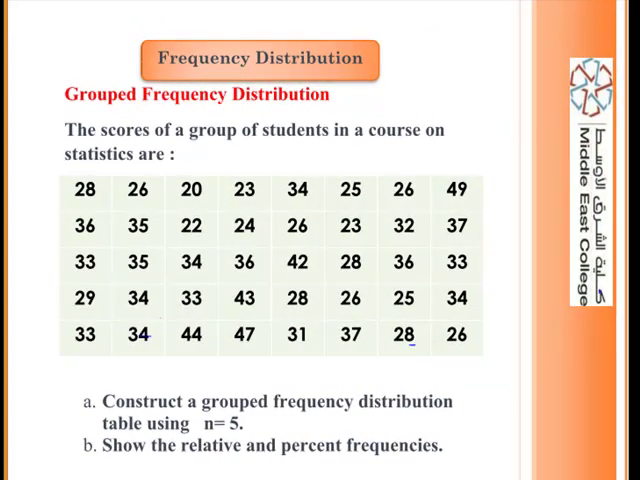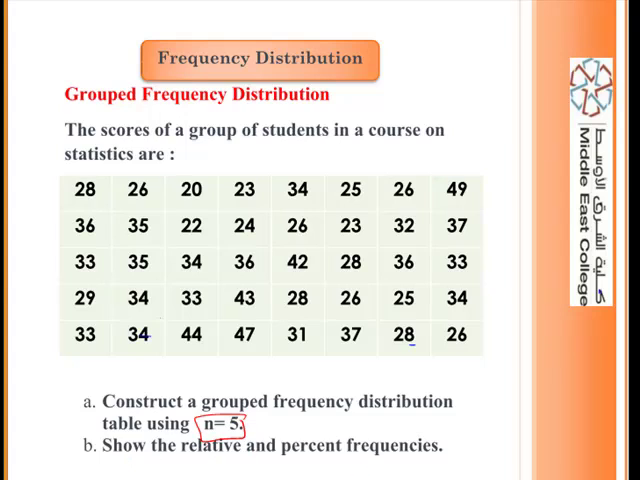This is a revision to review how to find the group frequency distribution. Suppose we have this example: the scores of a group of students in a course on statistics are as shown here. From these data, we want to construct a group frequency distribution table using the number of classes, which is n equal to 5. Then we want to show the relative and percent frequencies.